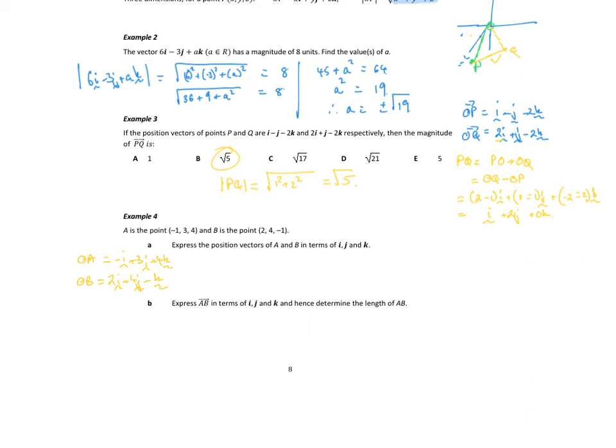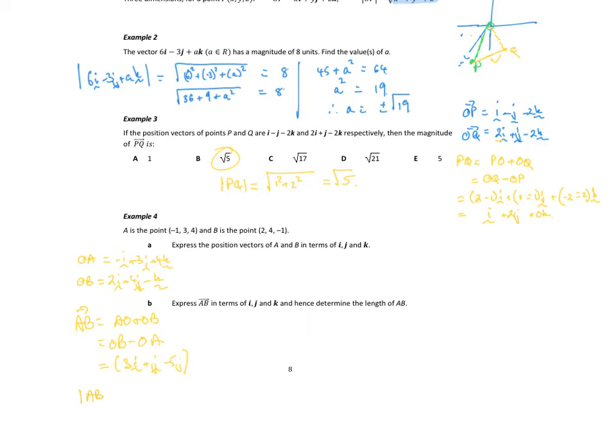Okay, we've done that. Express AB in terms of i, j, and k, so it's the same sort of thing. AB is AO plus OB, which is OB minus OA, which is, sort of do it in our head a bit now, B minus A: 2 minus minus 1, which is 3i; 4 minus 3, which is j; minus 1 minus 4, minus 5k. So there's my vector AB, and hence determine the length of AB.